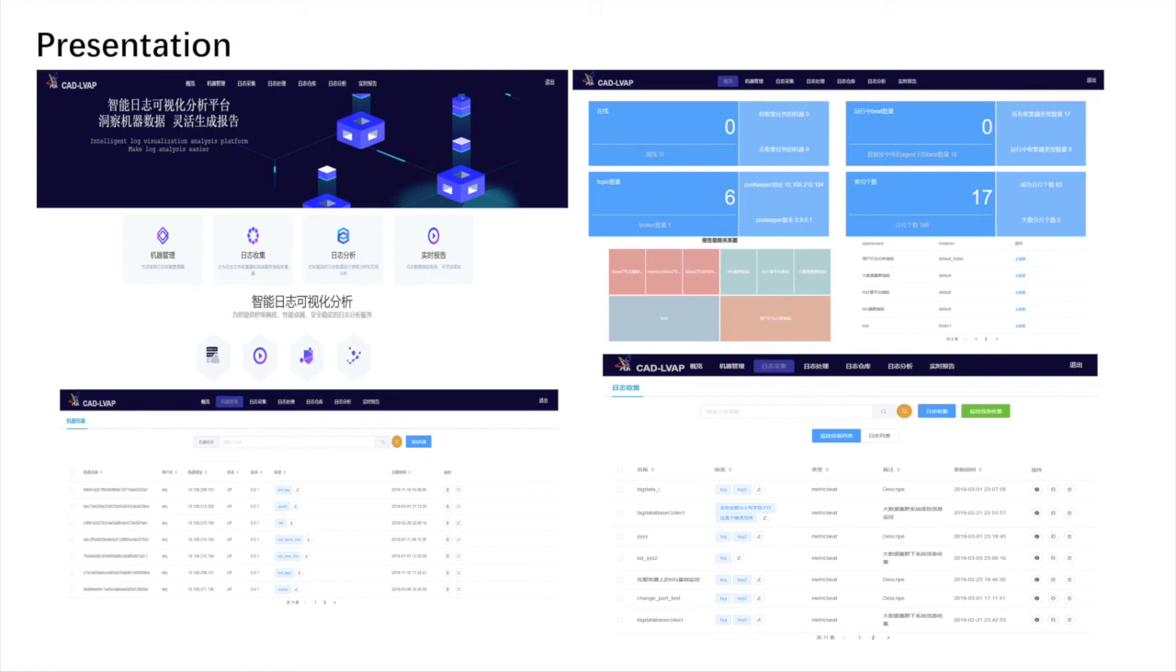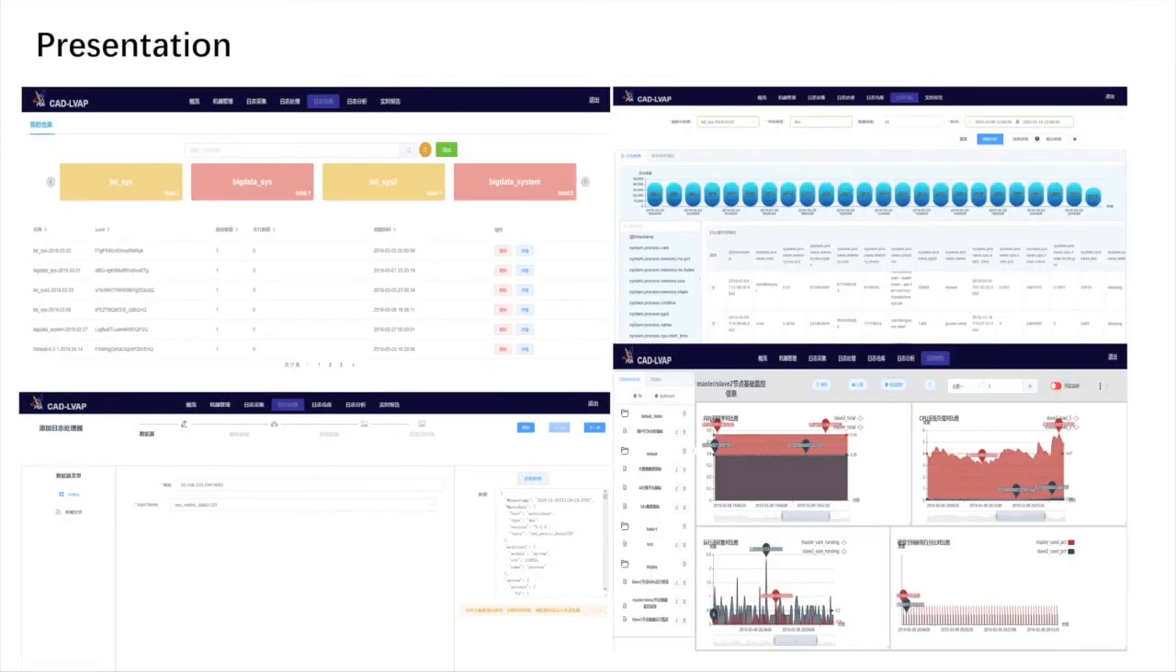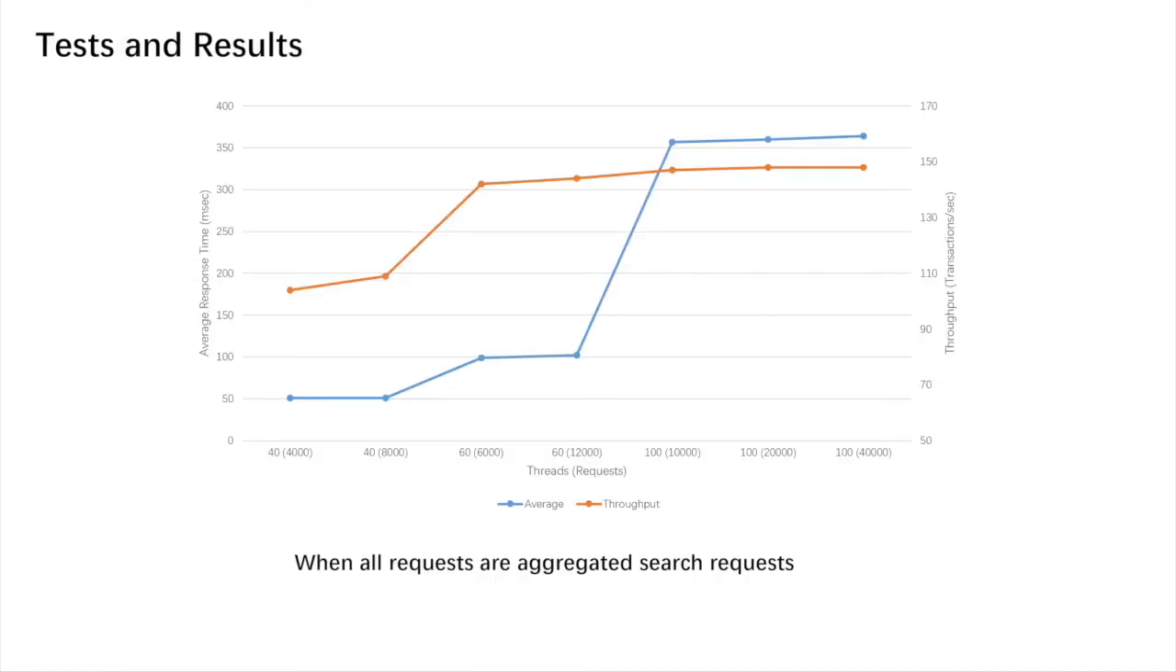Considering the time limit, we only show partial screenshots of our system. It includes machine management, collector management, log processing, log warehousing, log analysis, and real-time reporting. The last part is tests and results.